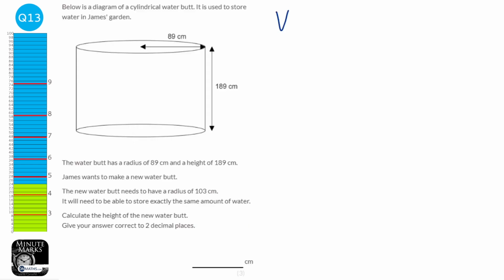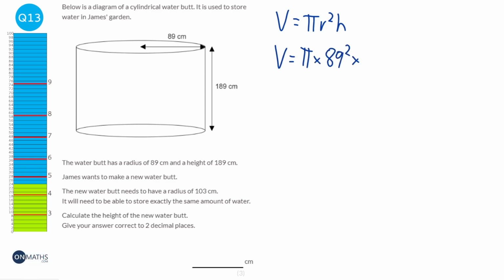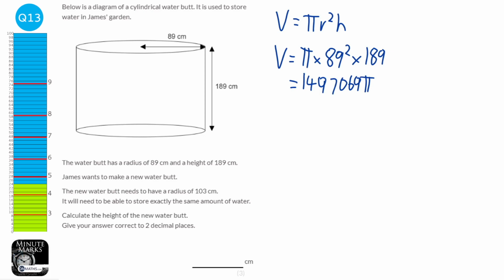So first thing to realise is that the formula for the volume of a cylinder is pi r squared h. So what we need to do first of all is work out the volume of the water butt that James currently has. So the volume equals pi times the radius, which is 89 squared, times the height, which is 189. And when we do that, we get 1497069 lots of pi. I'll keep this in terms of pi just for simplicity.